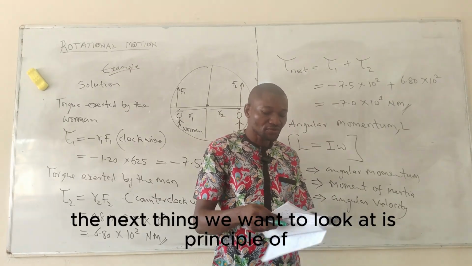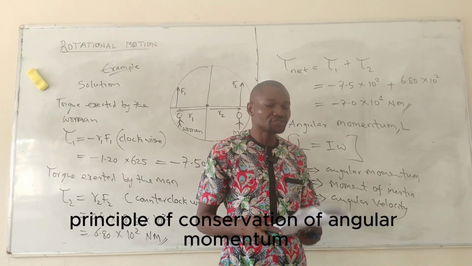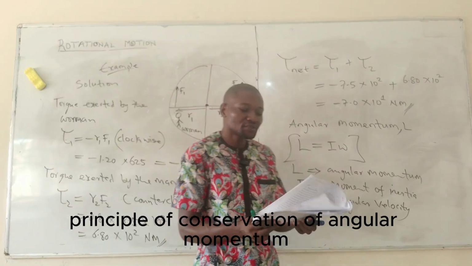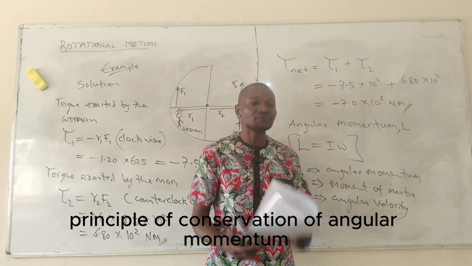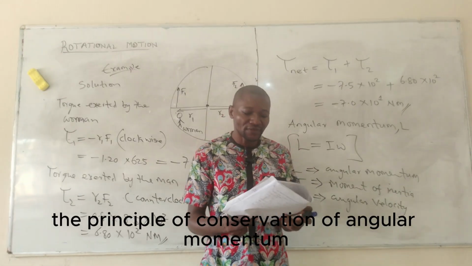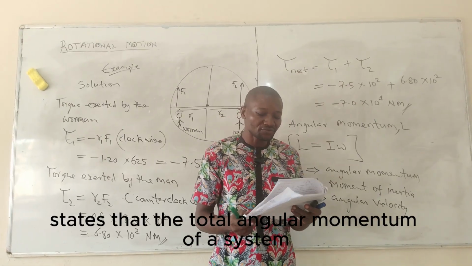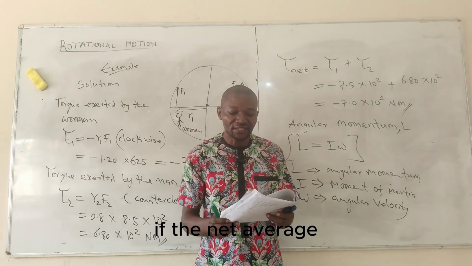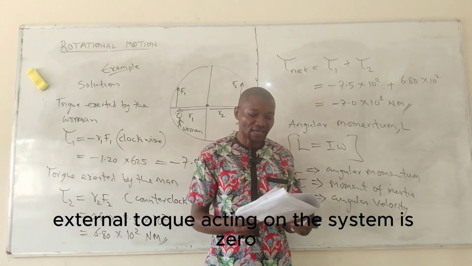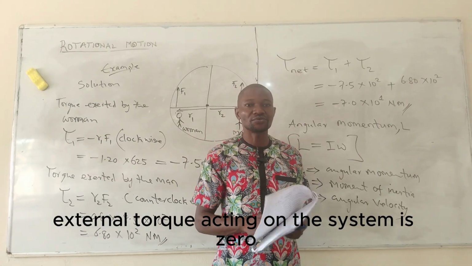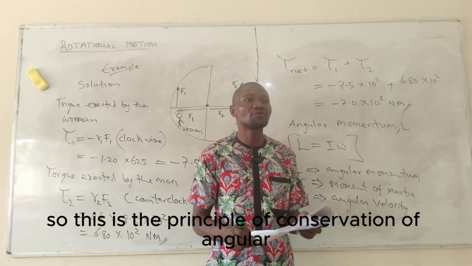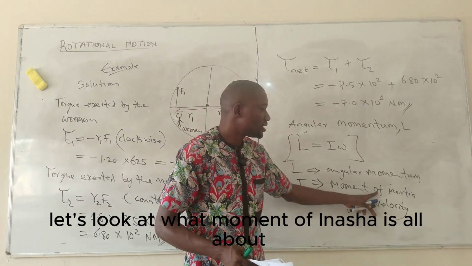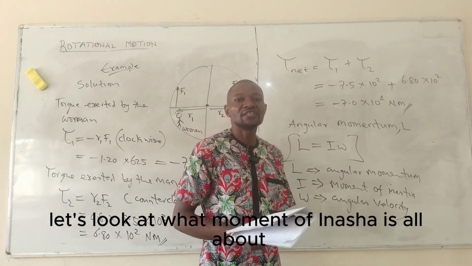The next thing we want to look at is the principle of conservation of angular momentum. The principle of conservation of angular momentum states that the total angular momentum of a system remains constant or conserved if the net average external tau acting on the system is 0. So this is the principle of conservation of angular momentum. I mentioned moment of inertia here. Let's look at what moment of inertia is all about.